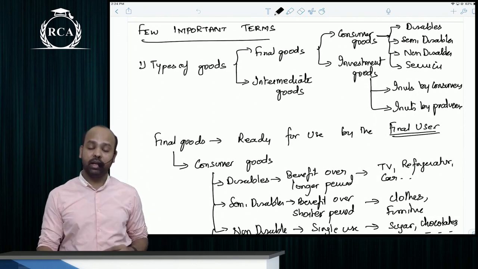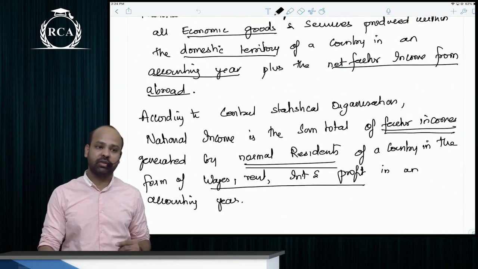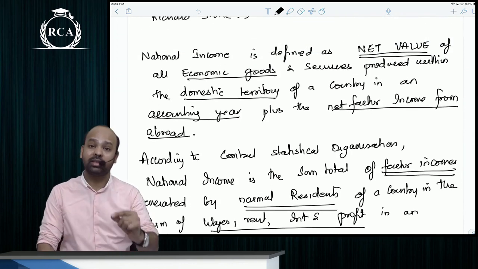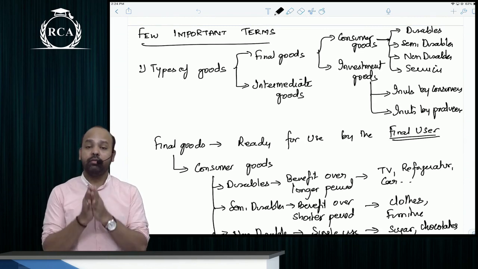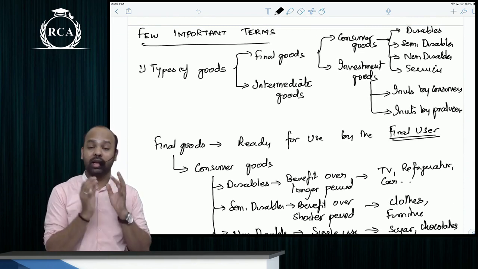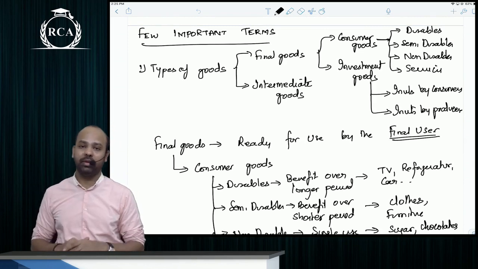First thing guys, if you were to understand these definitions of national income, you should know what are the types of goods. We divide goods into two categories. There are final goods and then there are intermediate goods.